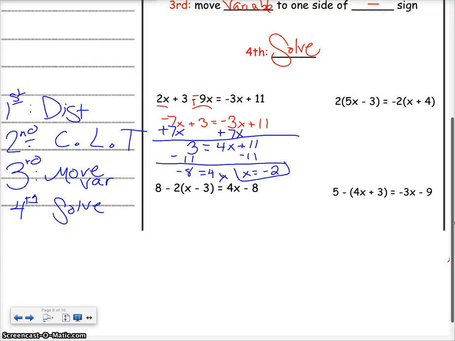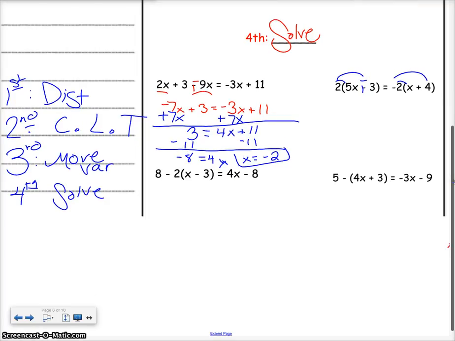All right, so first distribute. I can distribute here. I'm going to plus a negative though. And I'm going to distribute on the right side. So I hope you're a master at distributing. Remember, all you do is multiply when you distribute. So 2 times 5 is 10x plus 2 times negative 3, negative 6, equals negative 2 times x, negative 2x, negative 2 times 4, negative 8. So that was step 1, I distributed.